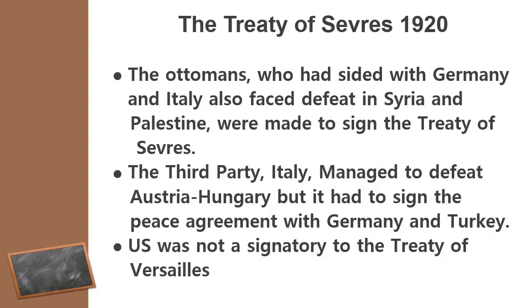The Treaty of Sèvres, 1920. The Ottomans, who had sided with Germany, as you know that there were 2 groups in World War One. One group was with Germany and the other was with England, the British. So the Ottomans, who had sided with Germany and Italy and also faced defeat in Syria and Palestine, were made to sign the Treaty of Sèvres.